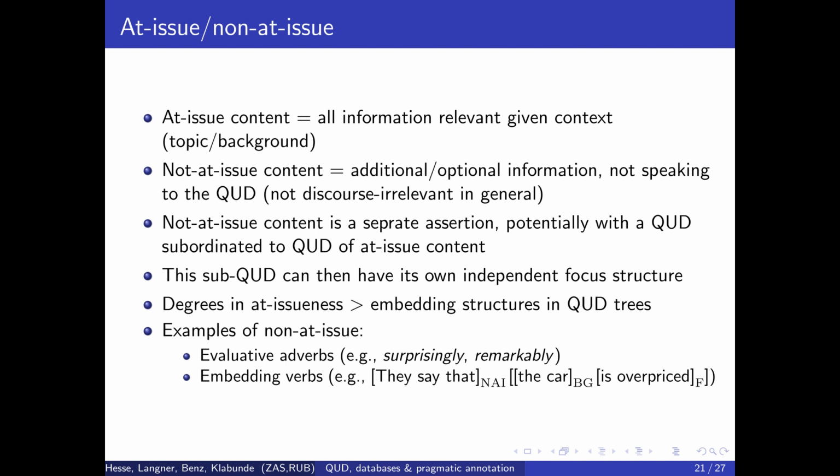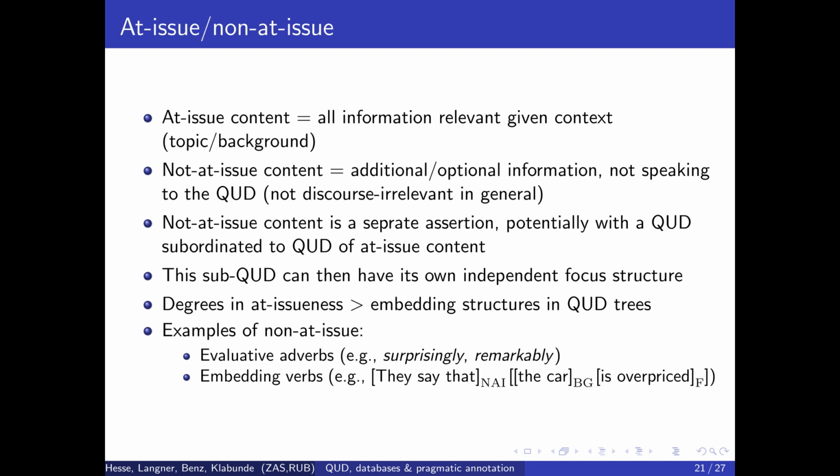It has its own QUD. This QUD is then, of course, subordinated to the QUD of the at issue content in the main assertion. This sub QUD can then have its own independent focus structure. Using QUD trees, we have these various different kinds of embedding structures. In this case, it's corresponding to degrees of at issueness. But it could also be focus structure related. It could represent rhetorical relations. It could be modeling a certain line of argument in a text, right? Because the QUD approach allows us to do all of these things and combine all of them in the same annotation, which is very useful.